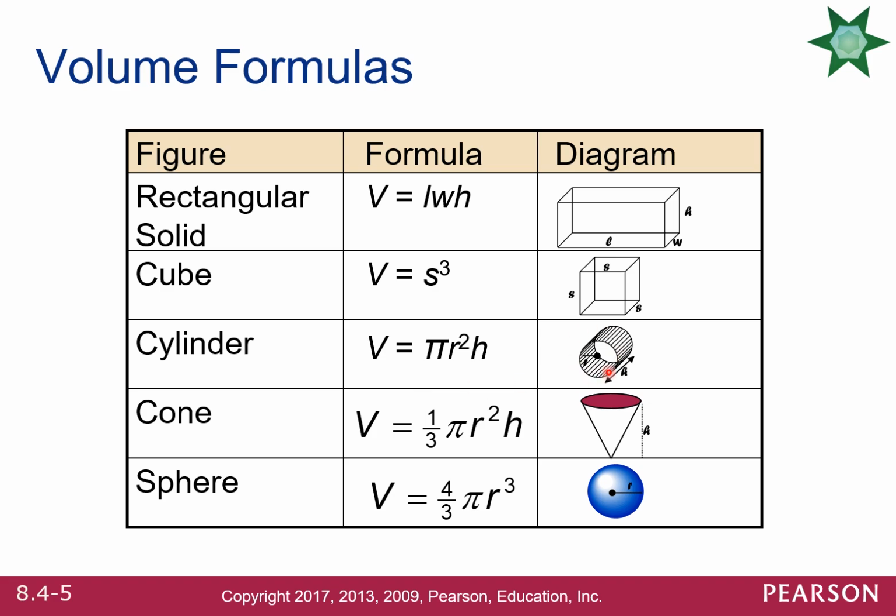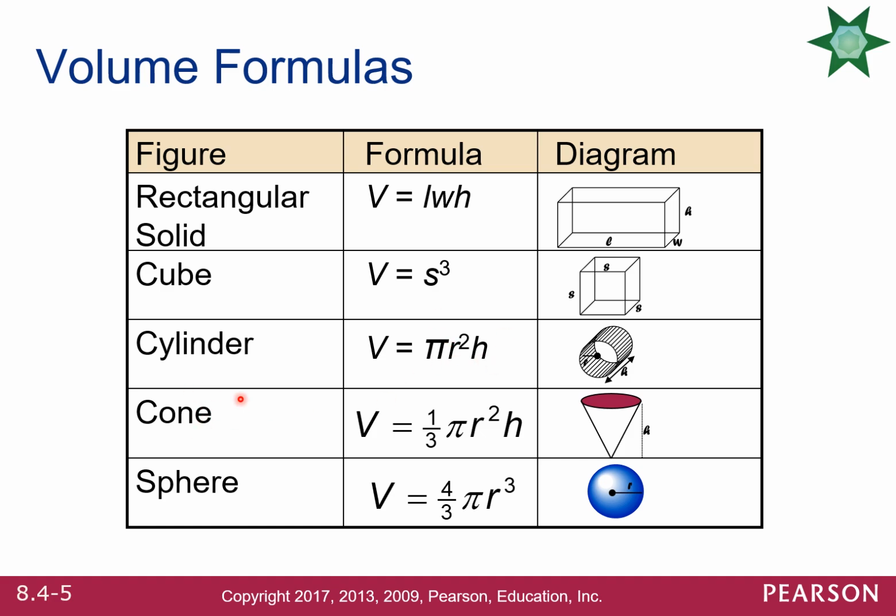A cylinder has a circular bottom and then a height. So a glass is cylindrical. What's the formula for the volume? It's pi r squared h. Now, recall that pi r squared is the formula to find the area of a circle, right? So when we find the volume of a cylinder, all we need to do is multiply the area of a circle by the height of the cylinder. So pi r squared h is the formula.